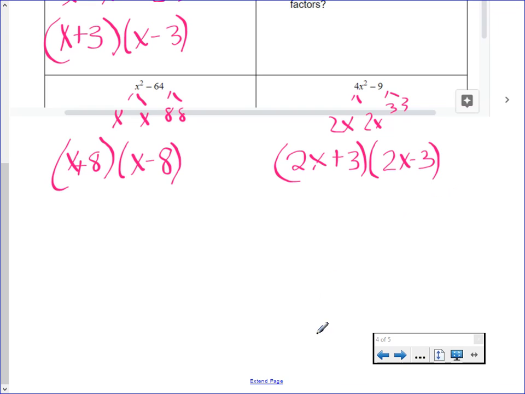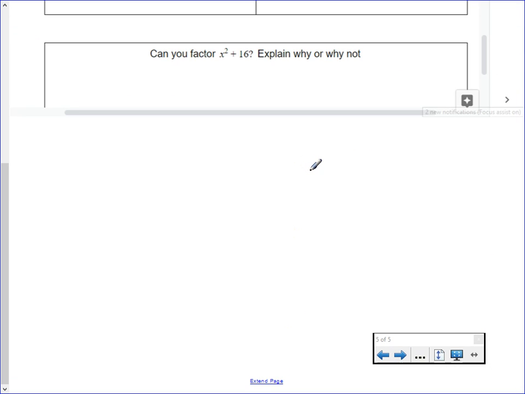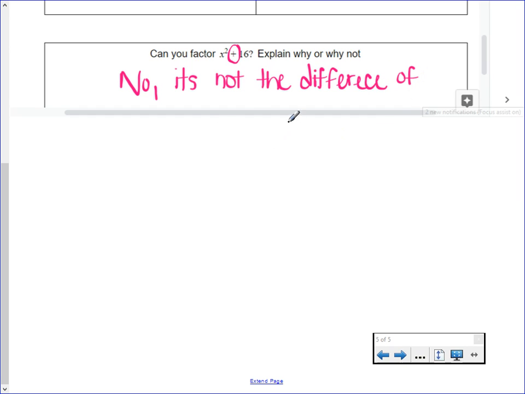Okay, the last one is right here. Can you factor x squared plus 16? Explain why or why not. Is that the difference of two squares? The problem right here is the plus sign. So we're going to say no because it's not the difference of two squares. That's like the sum of two squares. It's not the difference of two squares.